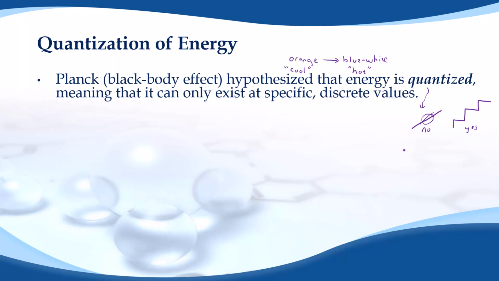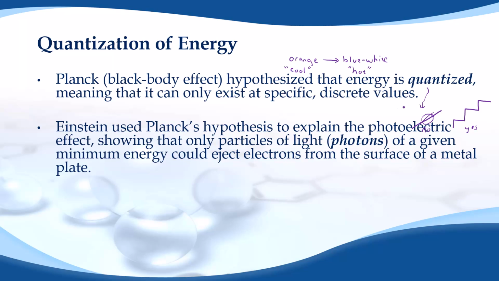Einstein took this and ran with it. So in his work on the photoelectric effect, which is actually what he won his first Nobel Prize for, the photoelectric effect is just the idea that if you shine light on a metal plate, you can actually occasionally eject electrons from the surface of that metal plate. And what he showed was that the light had to have a given minimum frequency in order to eject those electrons.